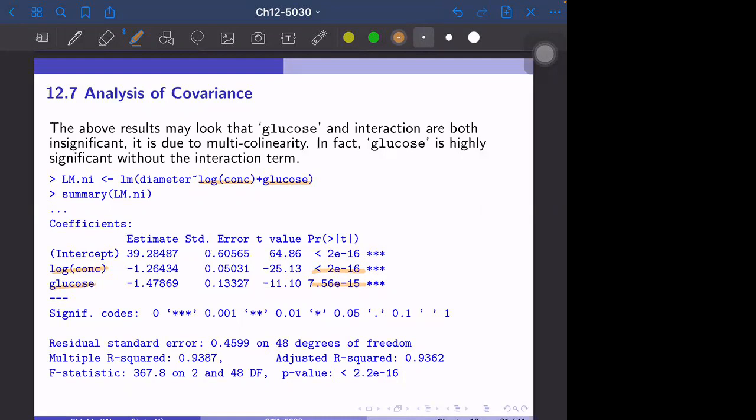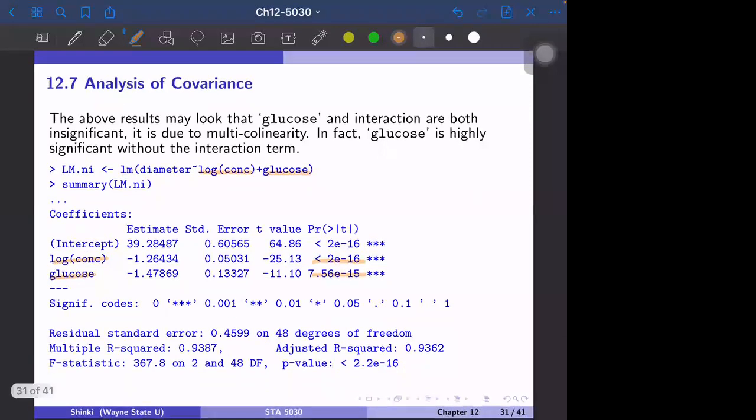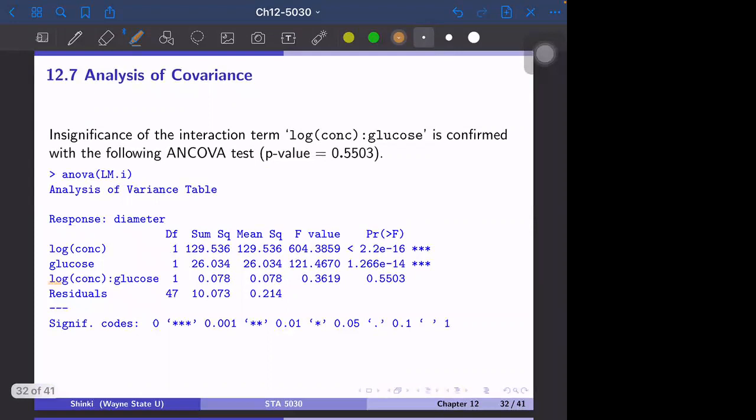But in reality, glucose is a useful variable. Okay, so finally, we want to test if this interaction is significant or not. And as you can see, after introducing the two variables, the log of concentration and the glucose, this interaction is not significant because the p-value is large enough. So this p-value is based on this f-value, and f-value is the ratio of this and this: the mean square of the term over the mean square residuals. And that is obtained by the sum of squares divided by degrees of freedom. So 10 divided by 47 is 0.214.